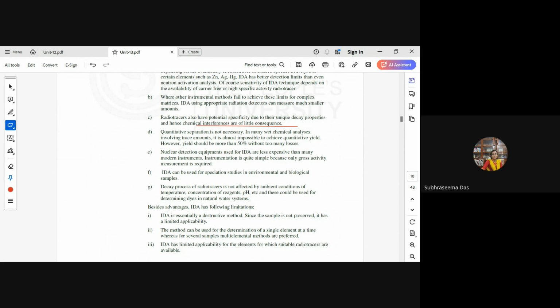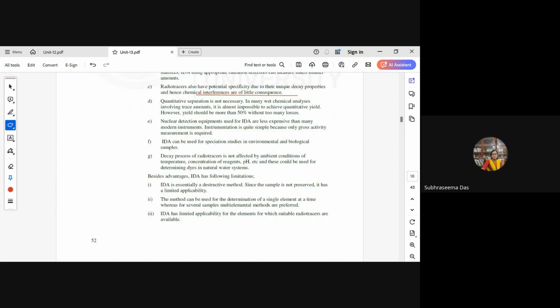However, in many cases of wet chemical analysis involving radiotracers, it has been shown to give a yield of 50%. Nuclear detection equipment used for IDA is less expensive than many modern instruments. IDA can be used for speciation studies, particularly in environmental and biological samples. The decay process of radiotracers is not affected by normal parameters such as temperature, concentration, pH, etc.